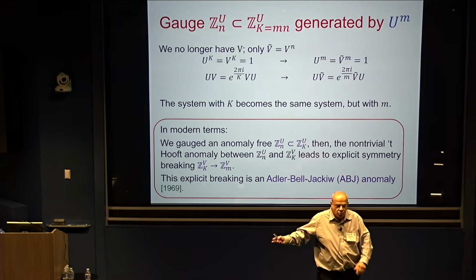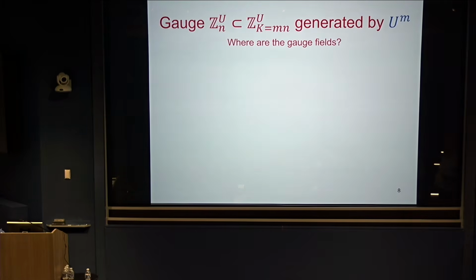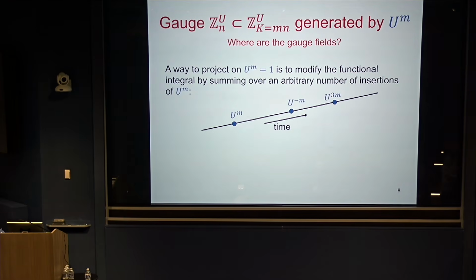But this is the modern way of seeing what's going on here, and we'll soon see generalizations of that. So you could ask, where are the gauge fields? I had operators acting on the Hilbert space. Where are the gauge fields here? Well, let me describe it in a way that exposes the gauge fields.